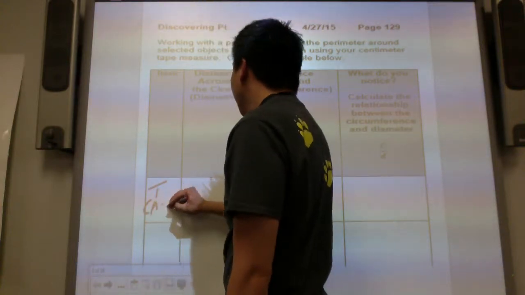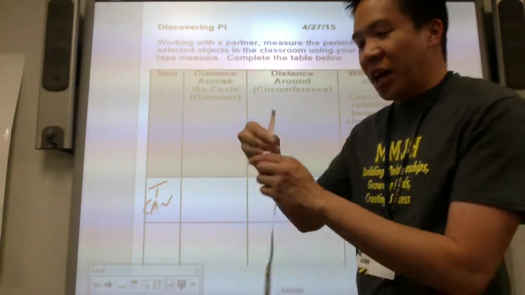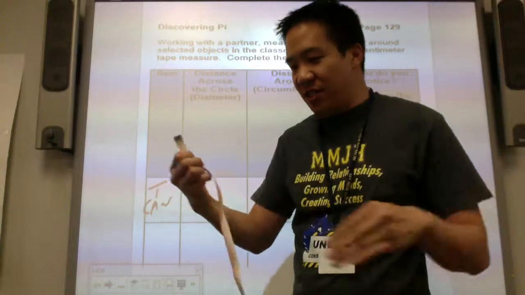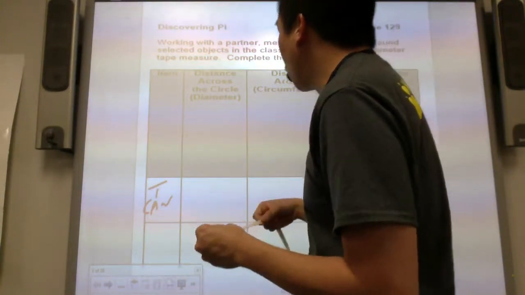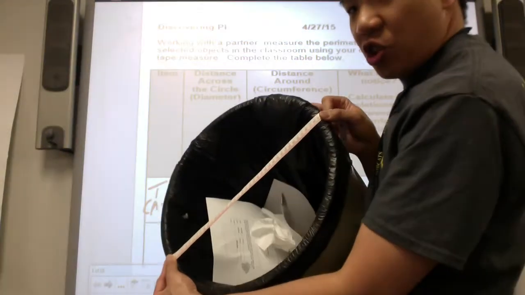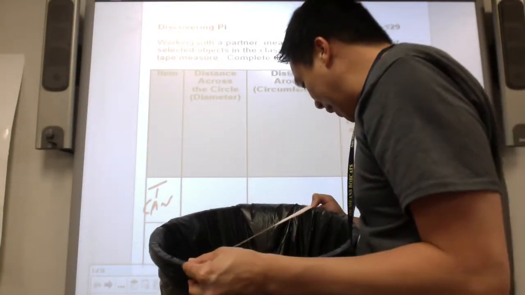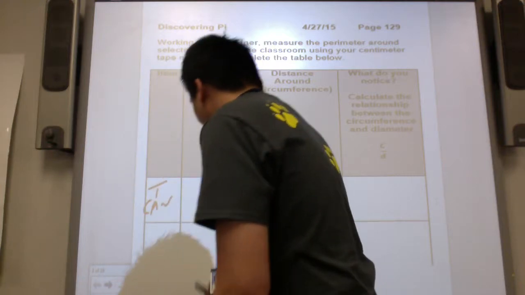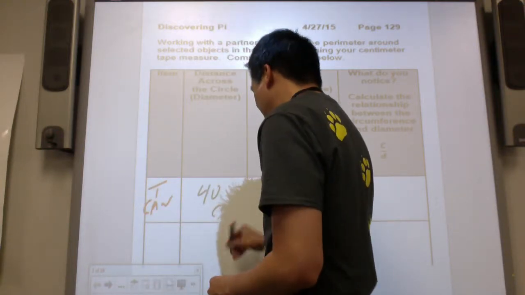Tea can. So using the centimeter side of the ruler, which goes by tenths, measure across the circle. So here's the circle. I'm measuring across the circle, which is called diameter. And I came up with about 40 centimeters. Actually, it was exactly 40 centimeters.